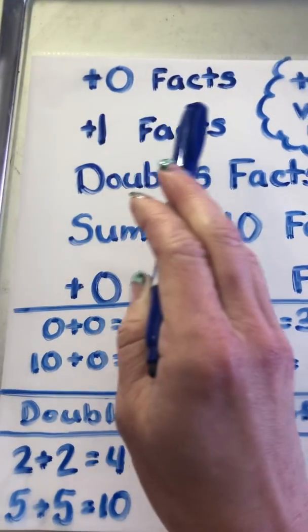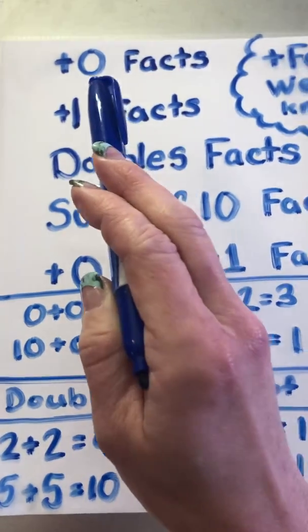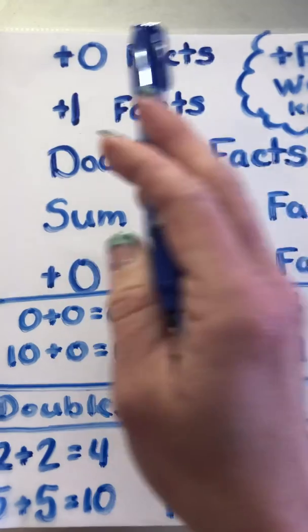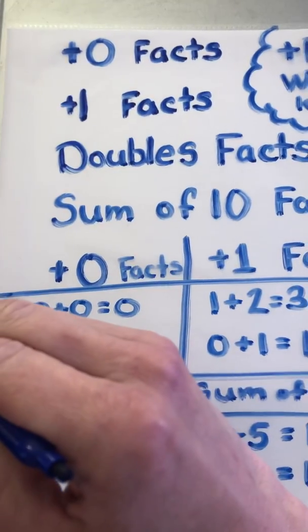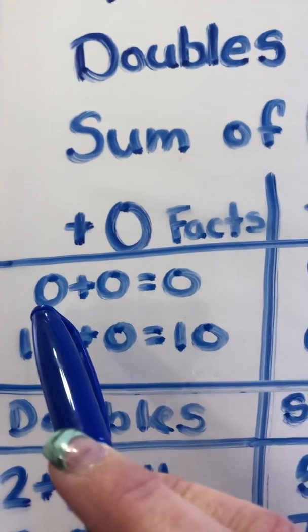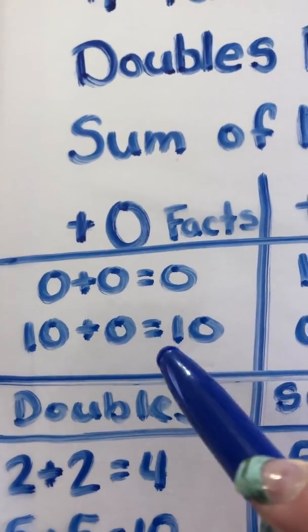We have our plus zero facts, which we know that any number plus zero means the number is not going to change. The sum is going to be whatever number you're adding to zero. Some examples of plus zero facts would be like 0 plus 0 is 0, and 10 plus 0 equals 10.